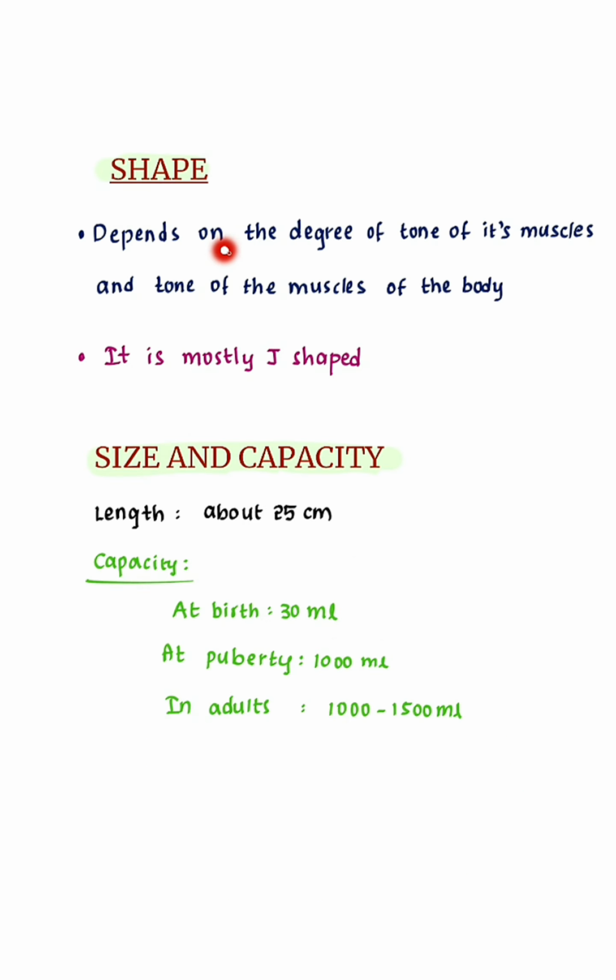Shape. It depends on the degree of tone of its muscles and the tone of the muscles of the body. It is mostly J-shaped. Size and capacity. Its length is about 25 centimeters. Capacity: at birth 30 ml, at puberty 1000 ml, in adults 1000 to 1500 ml.